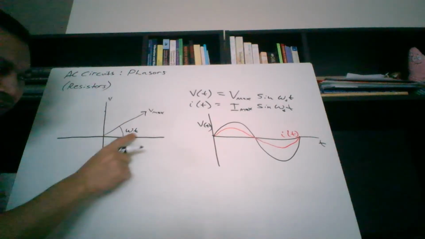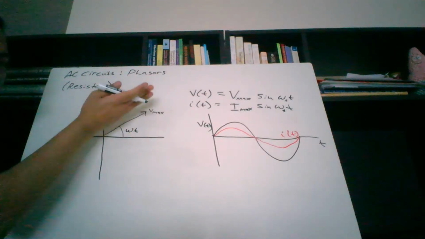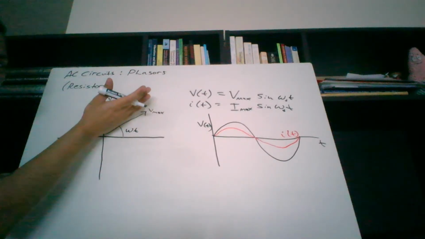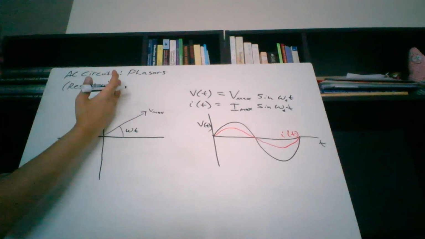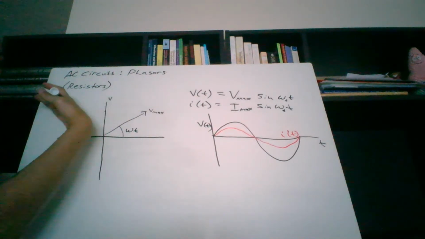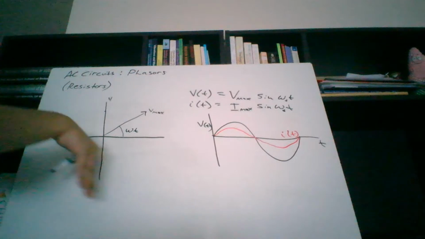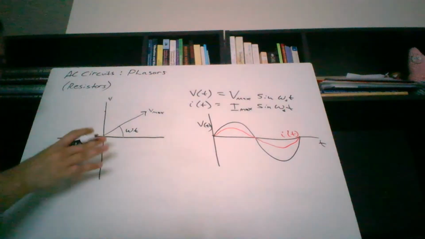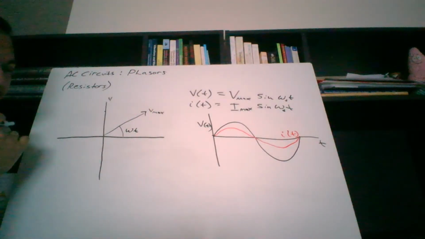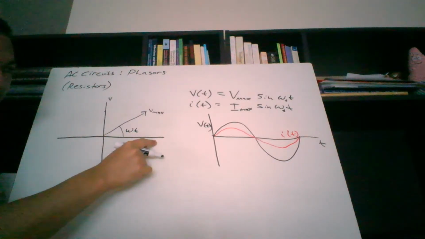Okay? So at some time t1, it's going to be right here. At some time t2, it's going to be right here. At some time t3, it's going to be over here. At t4, it's going to be down here. And then it's just going to keep spinning around. And so if we were at 0 degrees, right?